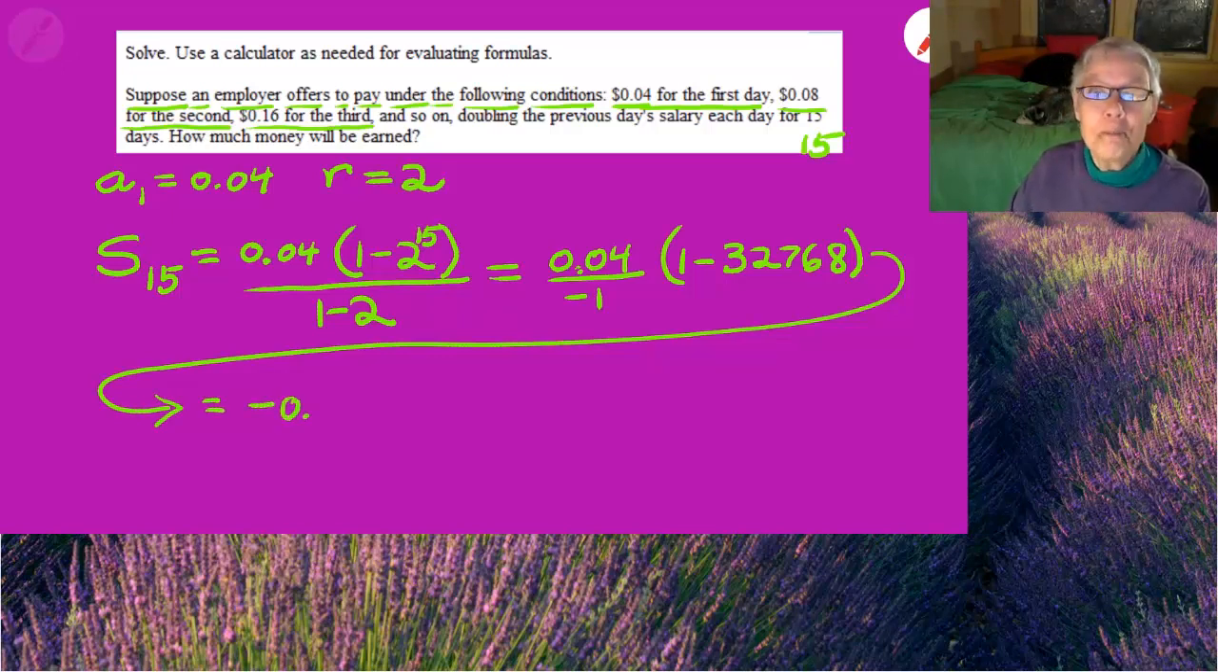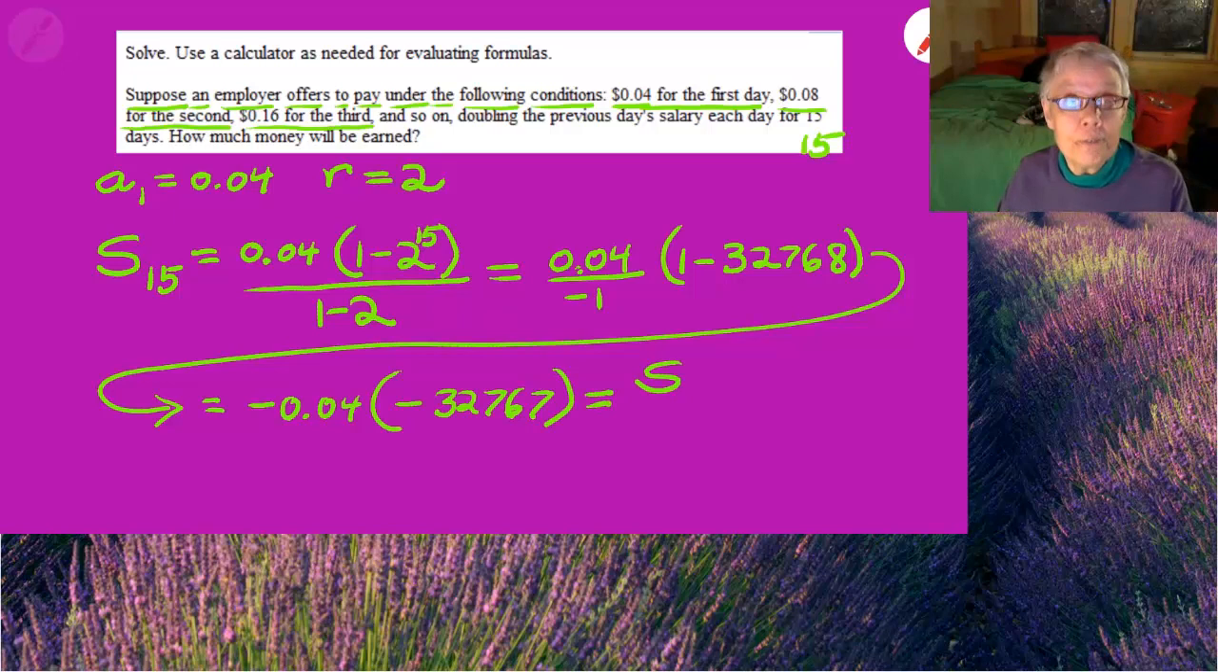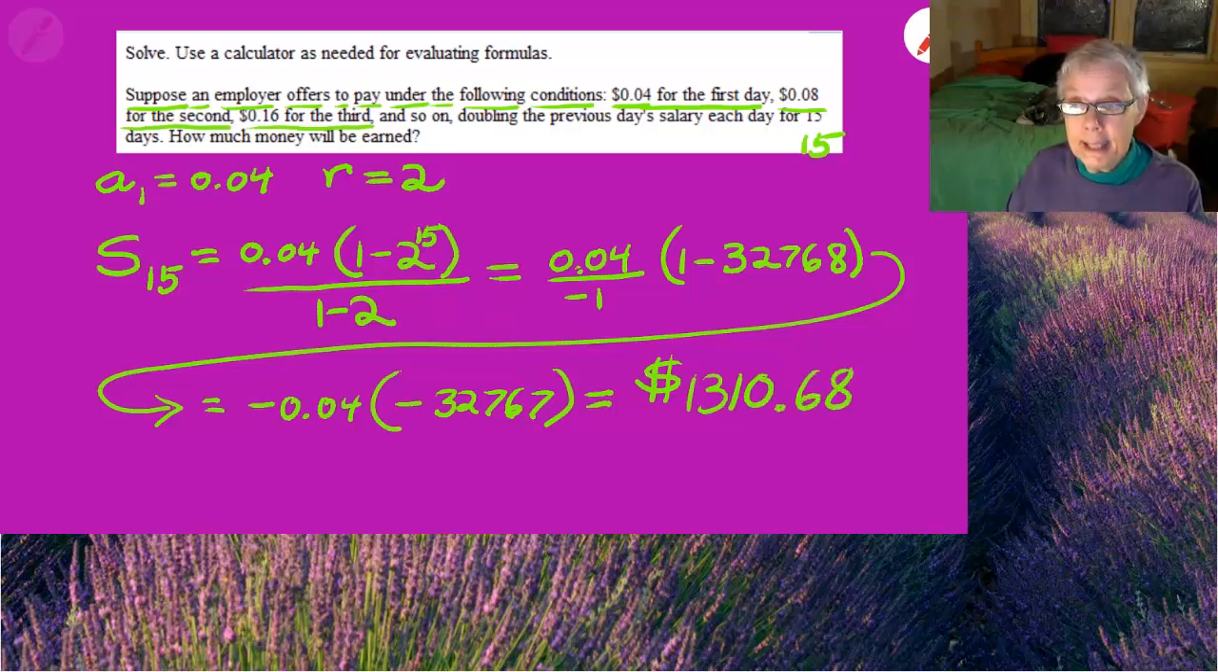0.04 over negative 1 is negative 0.04 times negative 32,767, and so the amount of money earned in the first 15 days is going to be $13.10 and 68 cents, $1,310.68. Not bad for starting at 4 cents for the whole day.